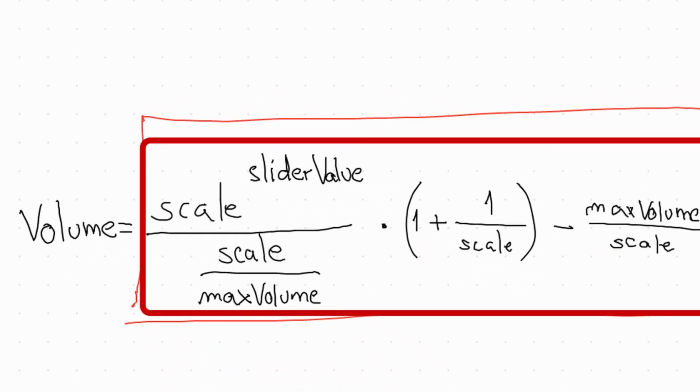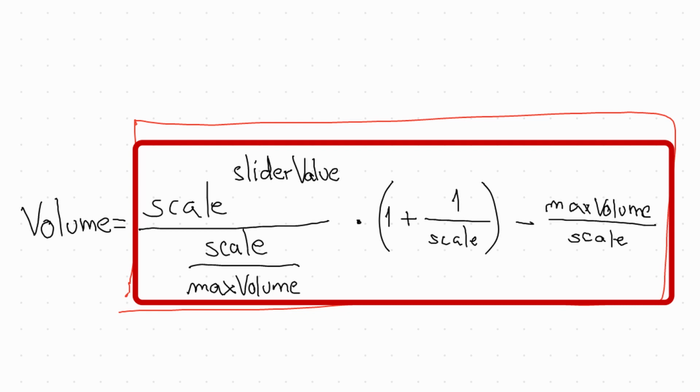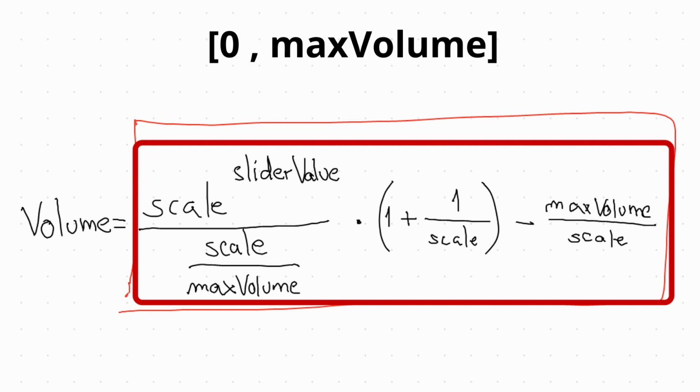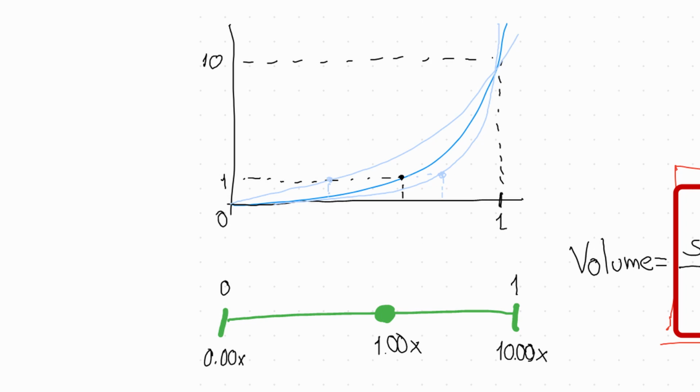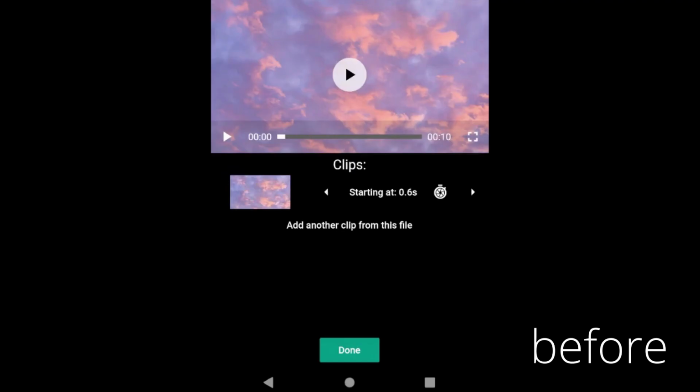The remaining part of the formula was stretched at so that the range starts at 0. Now with this implemented, we can tune the scale value to adjust the curvature of the slider, and we can set the maximum value to whatever value we want. So this is the result.